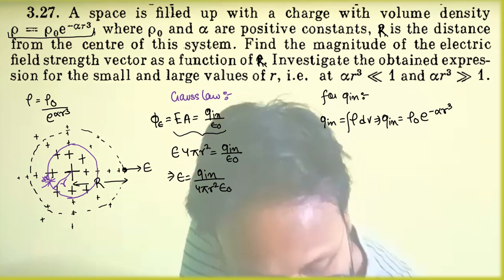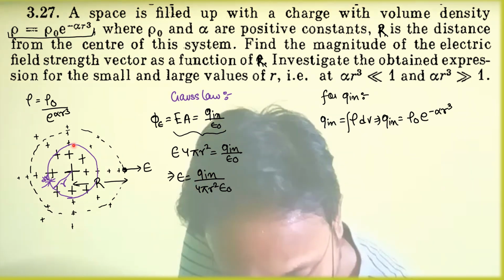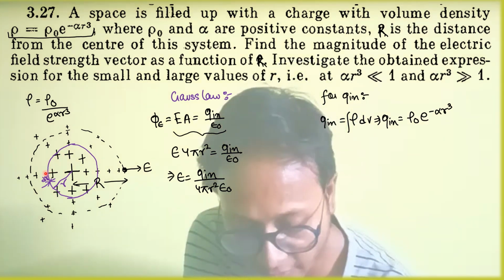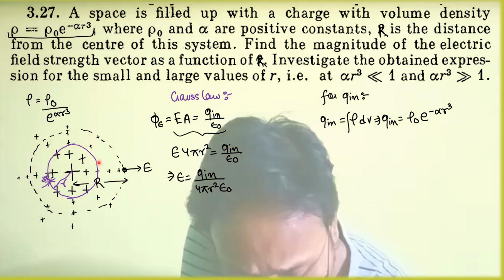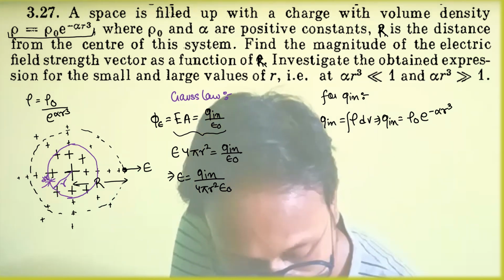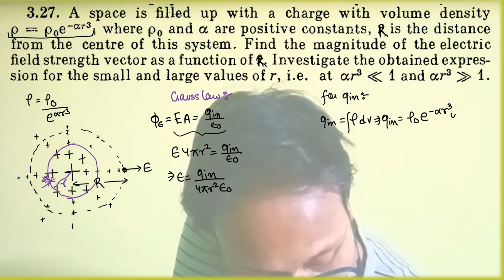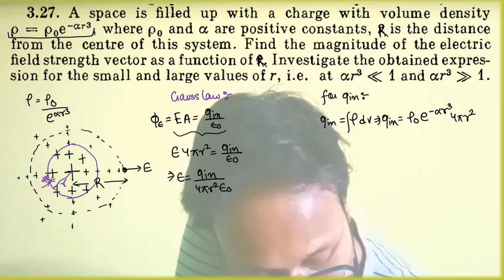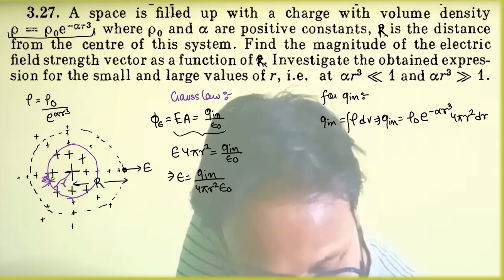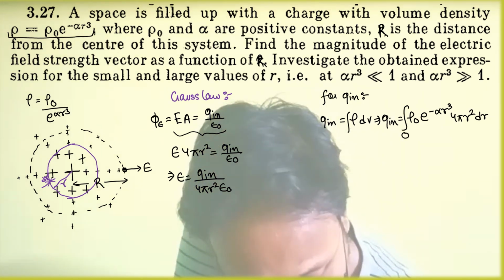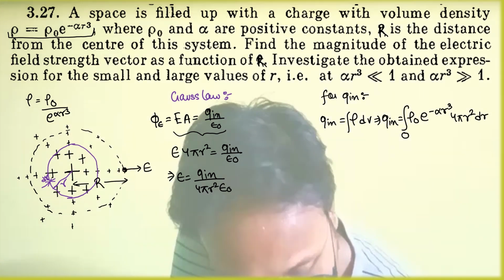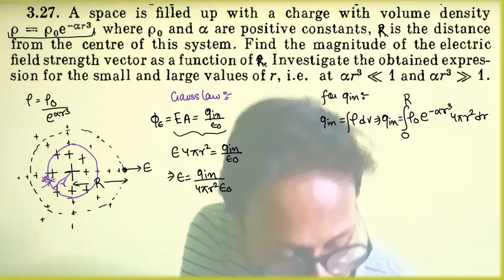Okay, into dV. What is the volume of this elemental shell? It is the surface area of this elemental shell into the thickness of this elemental shell. The surface area is nothing but 4 pi r square and the thickness is dr. So volume becomes 4 pi r square into dr. And I have to integrate this shell from 0, or from the center, to capital R. Okay, fair and fine.